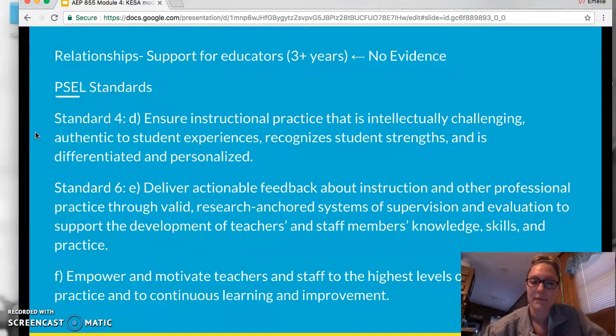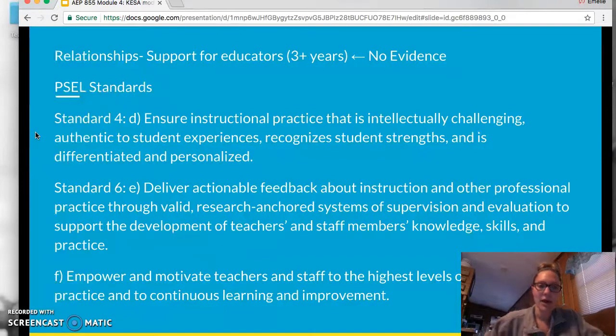Some of the standards that I found that fit that is our standard 6D, ensure instructional practice that is intellectually challenging, authentic to students' experiences, recognizing students' strength, and is differentiated and personalized. So as someone that goes in and observes, if they're not seeing these differentiated and personalized lessons, then they can help that teacher realize that, and then the teacher that was being observed can make those changes.